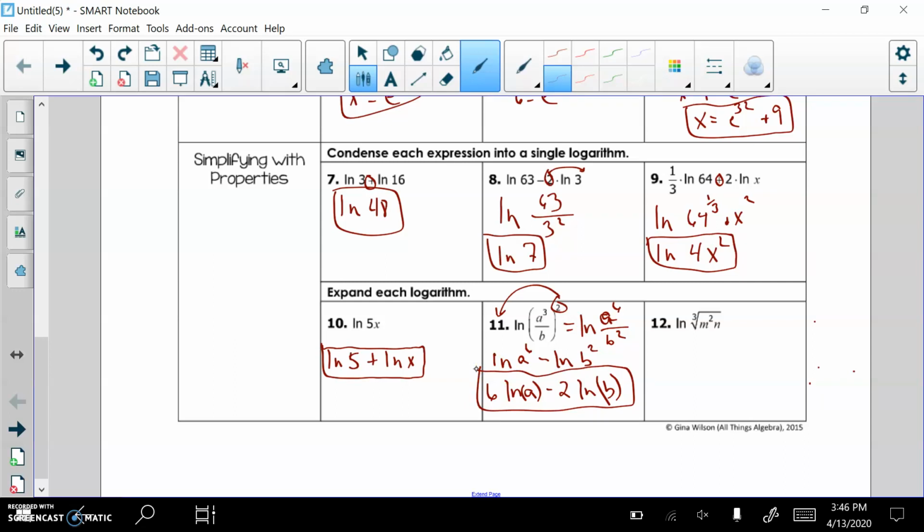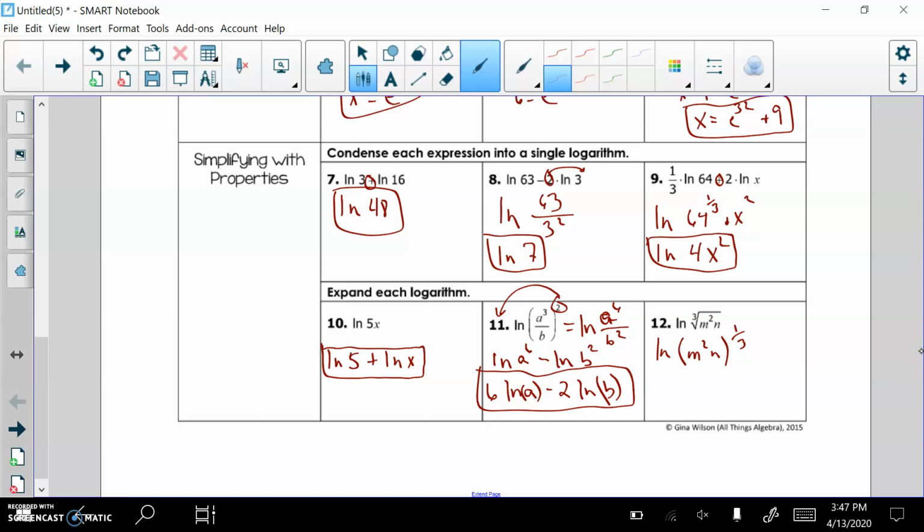Okay, so the natural log of the cube root of m squared n. This may take a little bit of space. You know me, I like to show my work. Natural log of m squared n. Cube root is the same as to the 1/3 power. Then from there, I'm going to distribute. You can take that 1/3 and do what I just said.